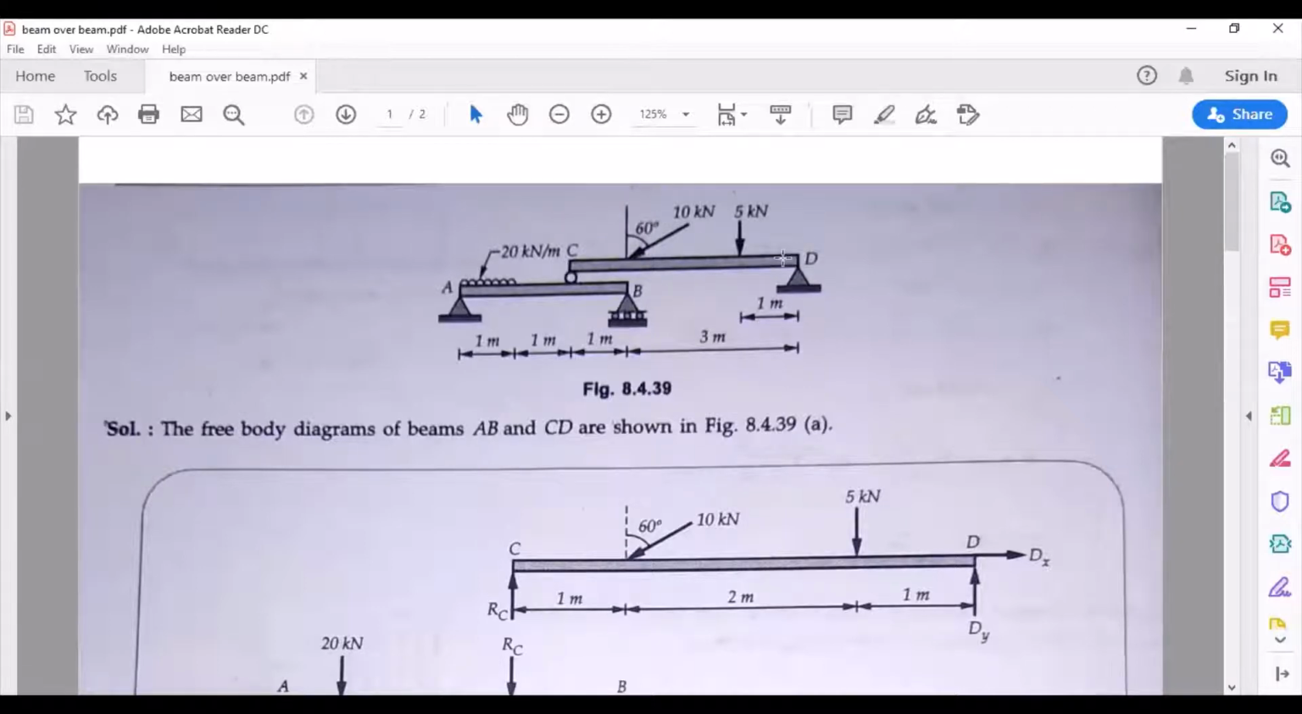So for beam CD, you can see that there is one inclined load, there is one vertical load, whereas for beam AB, you have only one UDL of intensity 20 kilonewton per meter.